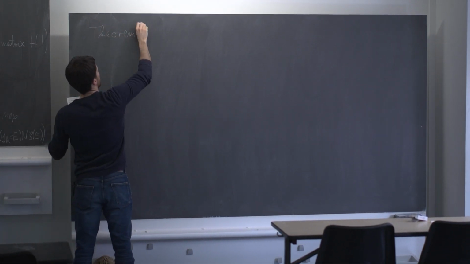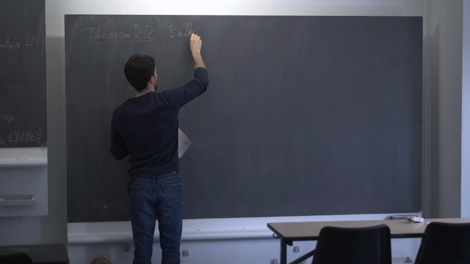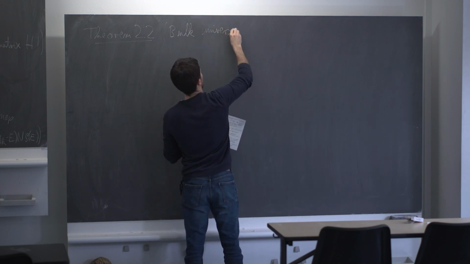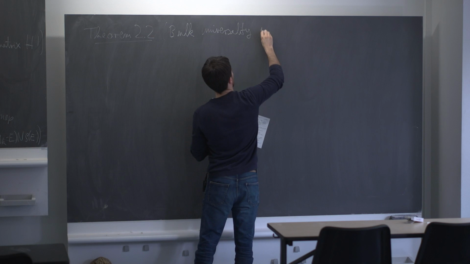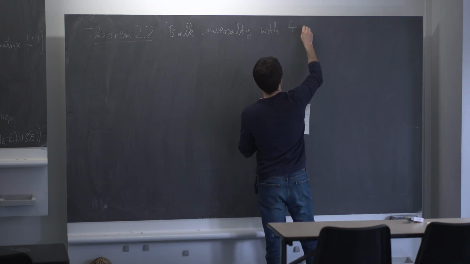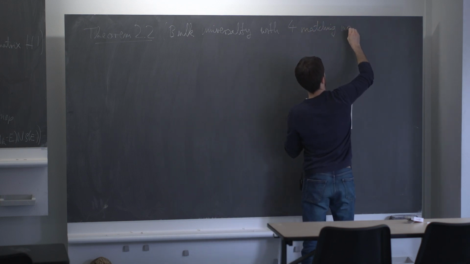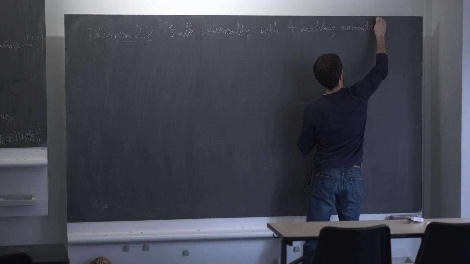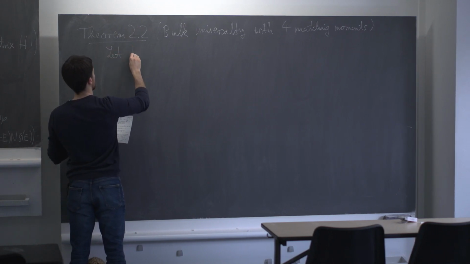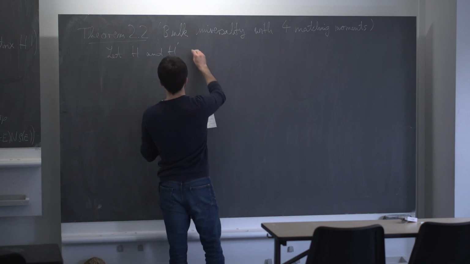So this is theorem 2.2. This is a statement about bulk universality. Well, we call it with 4 matching moments. So the with 4 matching moments refers to the assumption that we will make now. So we introduce it precisely. So I will start with two Wigner matrices H and H prime.